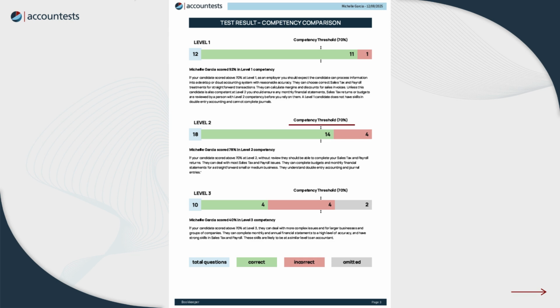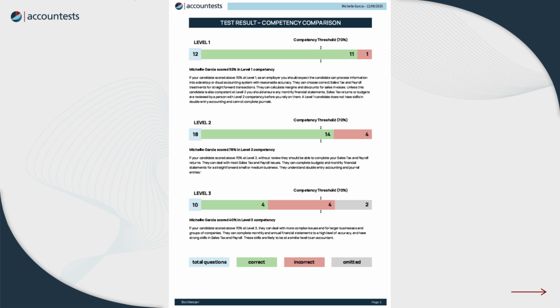You can see on here there's the competency threshold. Our expert group said that candidates need to be 70% correct at any one level to show competency at that level. You can also see here the questions that they got right, the ones that they got wrong, which are in red, and in the grey area is any questions that they didn't answer.